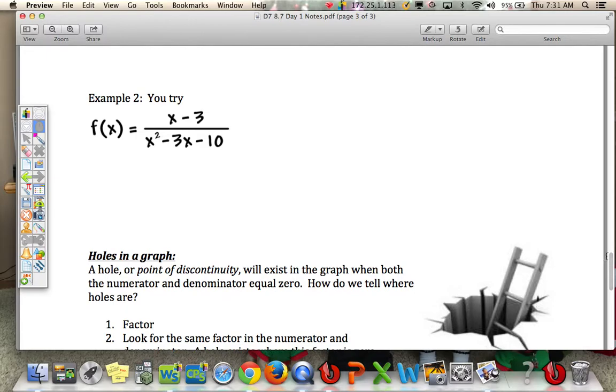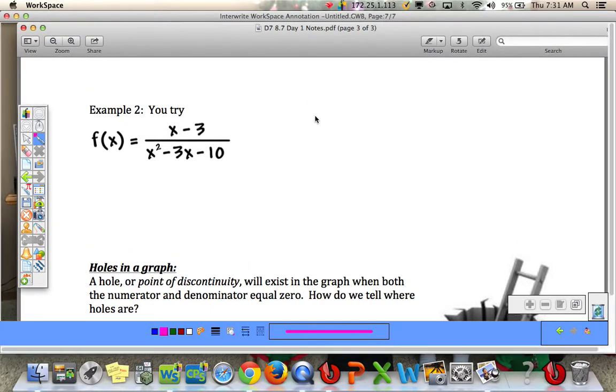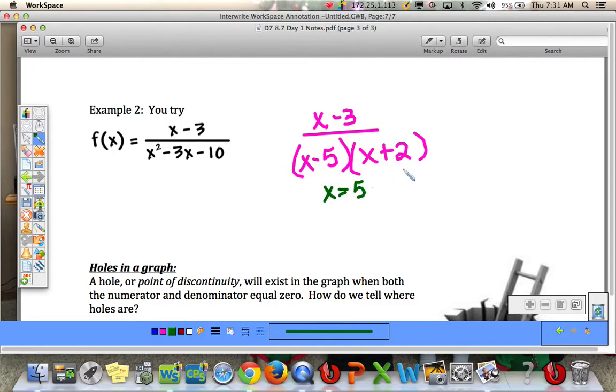You try this one. Top is already factored, x minus 3. Can you factor the bottom? What multiplies to negative 10 that adds to negative 3? That would be negative 5 and 2, x minus 5, x plus 2. Cancel any ones. Here there's none, so you take a look at the bottom. What would make this 0? 5. What would make x plus 2 0? Negative 2. So a graph cannot exist in either of those places because division by 0 is undefined, so you have vertical asymptotes.